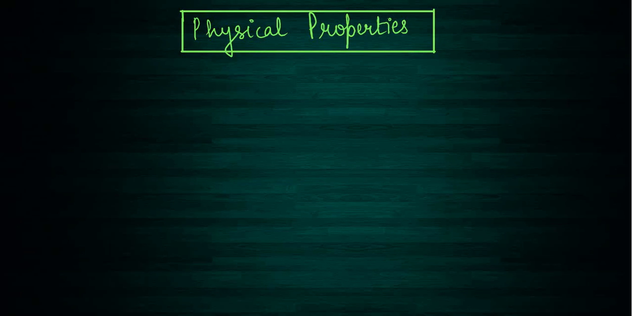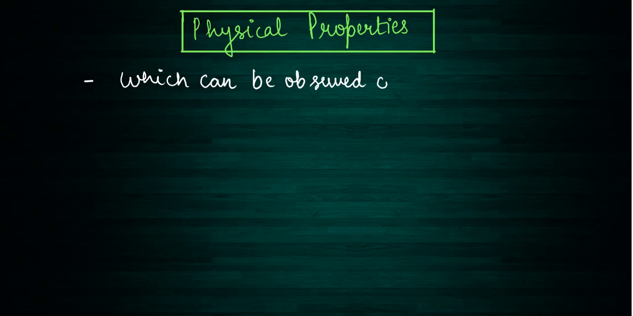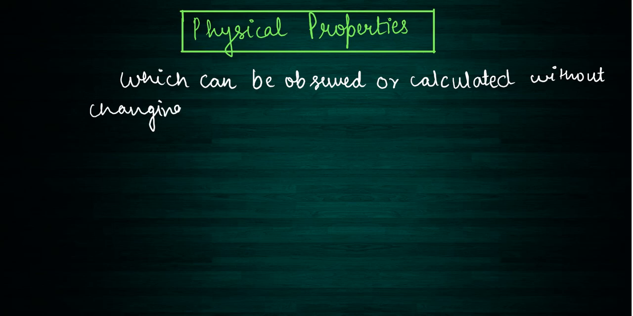And what do we mean by physical properties is that physical properties are that which can be observed or calculated. For example, you can calculate your weight, so it is a physical property without changing its composition, right? That is what physical properties are.